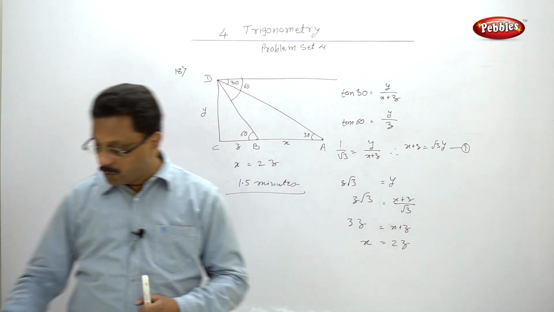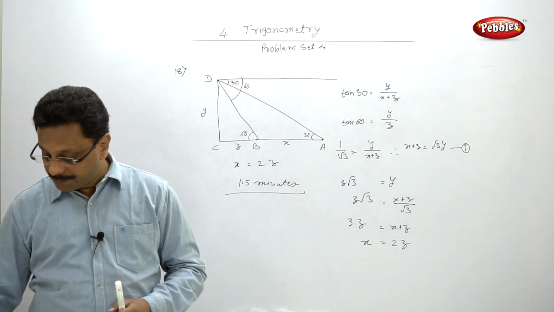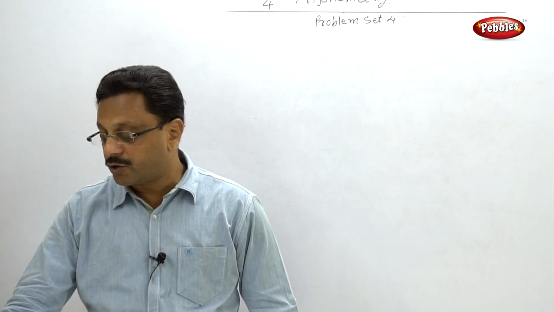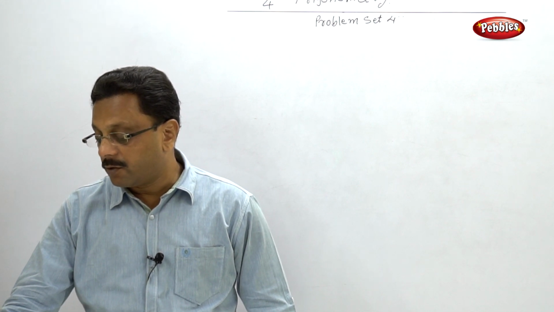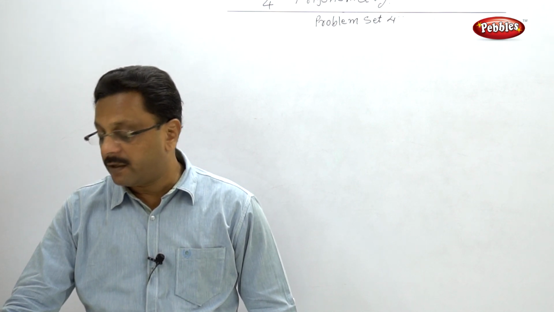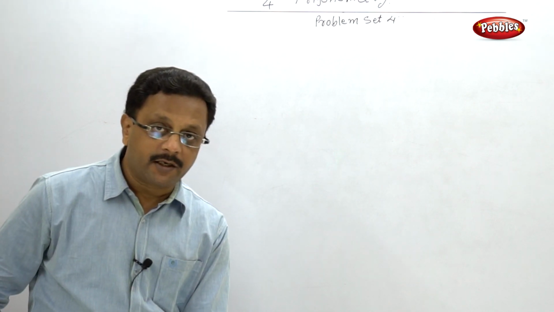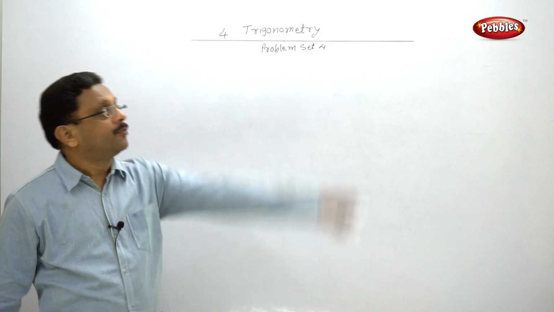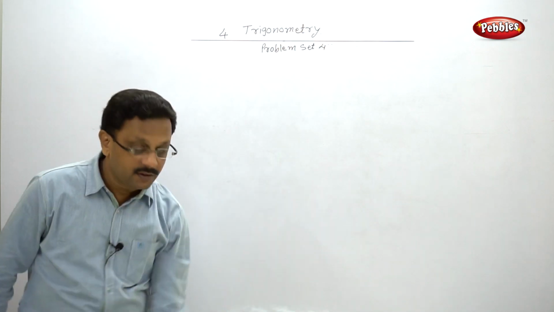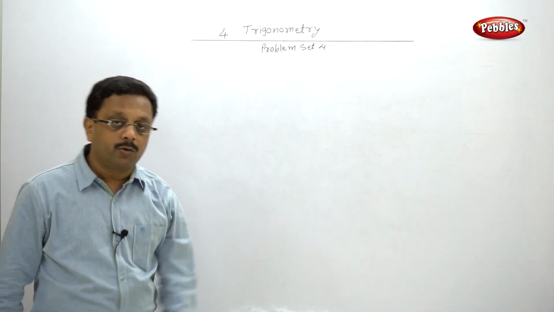So let us move to next example. Example number 19, very easy. A circus artist is climbing from the ground along the rope stretched from the top of the vertical pole and tied to a peg at the ground. You might have seen circus. Okay? The rope is tied here on the ground and pole is there. And the rope is from the top of the pole to the ground.